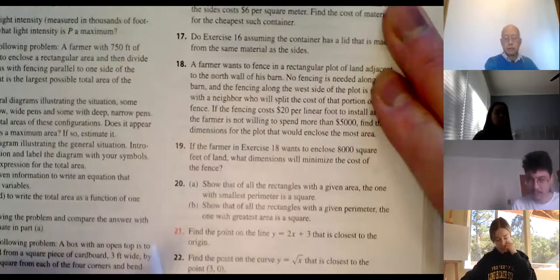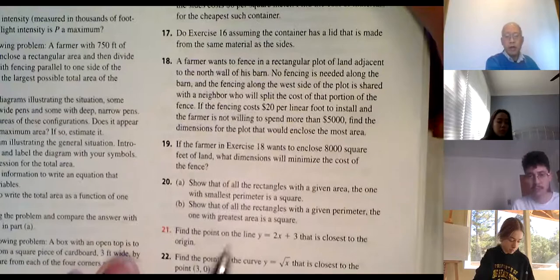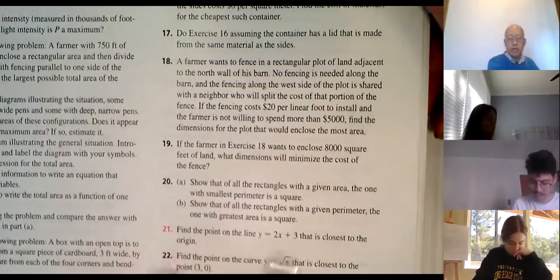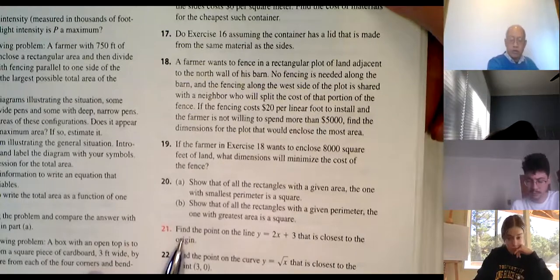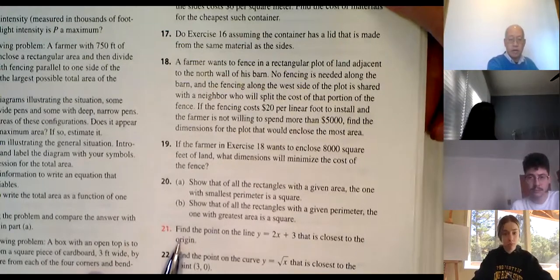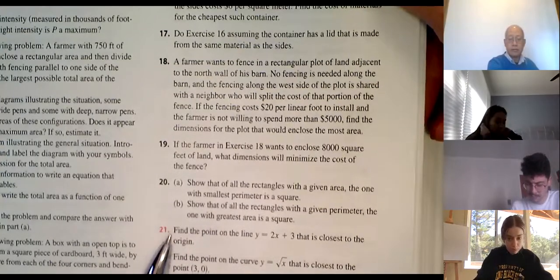Number 21. Find a point on the line y equals 2x plus 3 that is closest to the origin. Okay, and we're supposed to do this by techniques of calculus, not by geometry and so on. You can actually do this by geometry, but we don't want that.